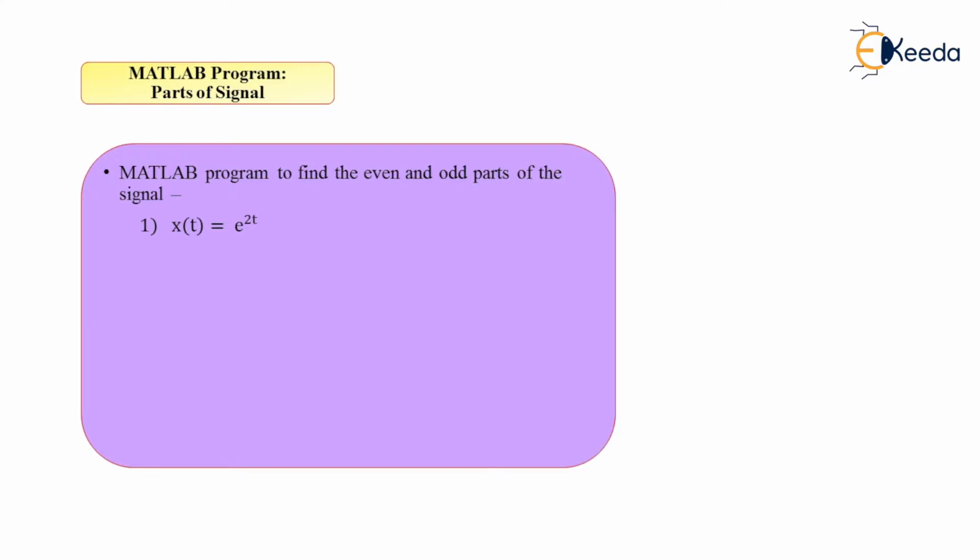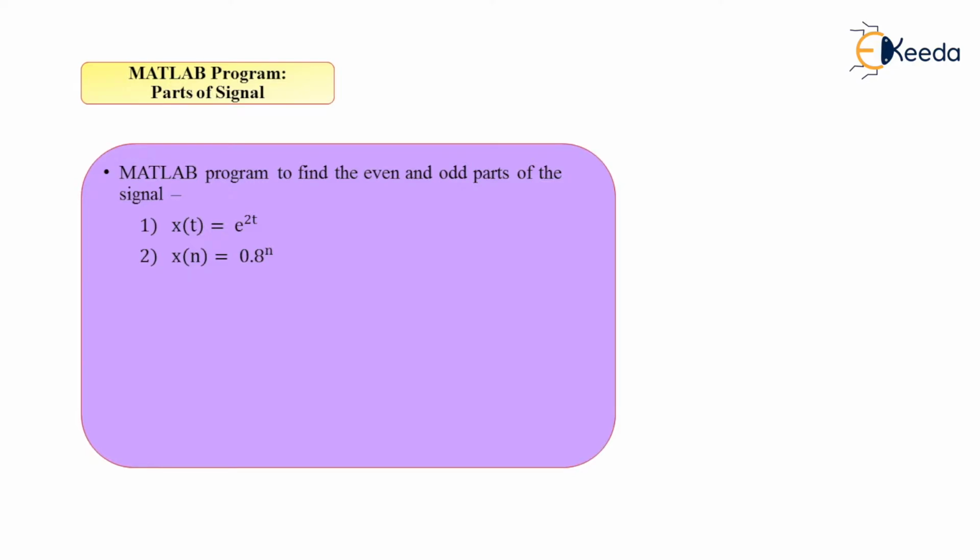This is the first signal, denoted in the time domain by x of t, and it is basically exponential of 2t. Whereas we have the second signal, denoted in the discrete time domain by x of n, and this is equal to 0.8 to the power n. So the first signal is of the continuous time type, whereas the second signal is of the discrete time type. So let us have both the signals first generated in the MATLAB environment, and then we can separate the even and odd parts of the corresponding signal.